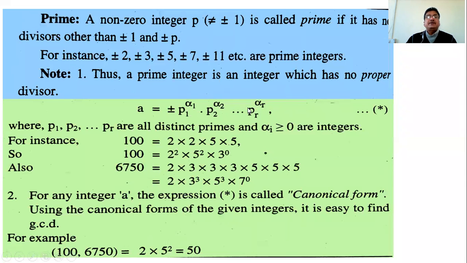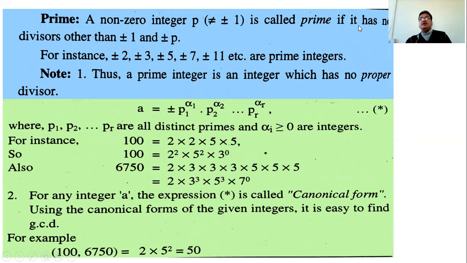Next topic is prime numbers and theorems on prime numbers. That is Euclid's lemma. And here is the definition of prime numbers. A non-zero integer p not equal to plus minus 1 is called prime. First note that plus 1 and minus 1, these two are not prime numbers.